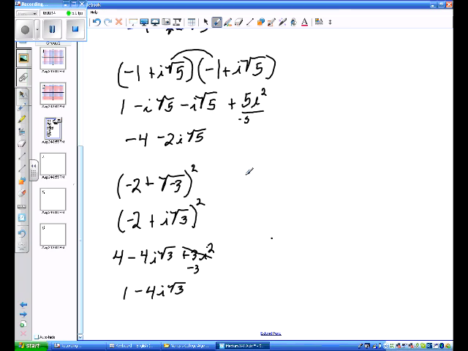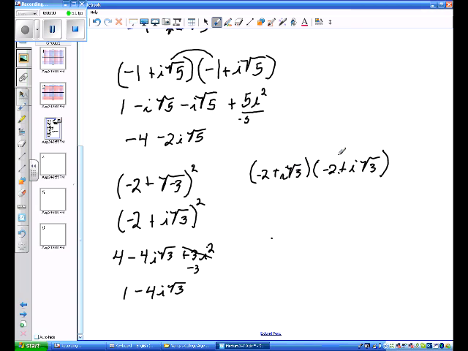If you're not comfortable with doing that, then you'd go through and write it down: negative 2 plus i square root of 3 times negative 2 plus i square root of 3.